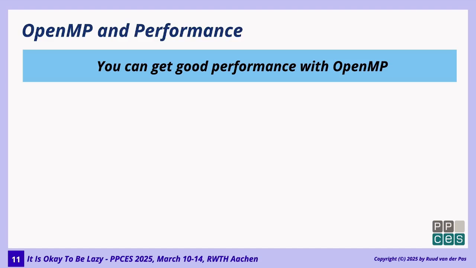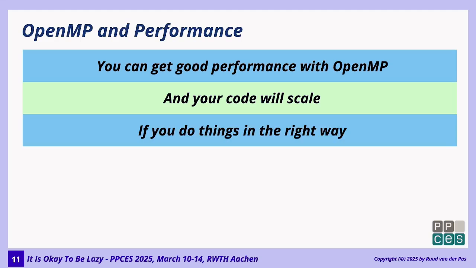Tips and tricks. Claim: you can get good performance with OpenMP, and your code will scale if you do things in the right way. And that's where the catch is. In that sense, MPI is easier. With MPI, you basically have your sends, receives, and all the flavors. You know that's where things happen. If something bad happens, it has to be in those calls. With OpenMP, many things are hidden, and again, I'll try to uncover some of the most important ones to help you get around that.